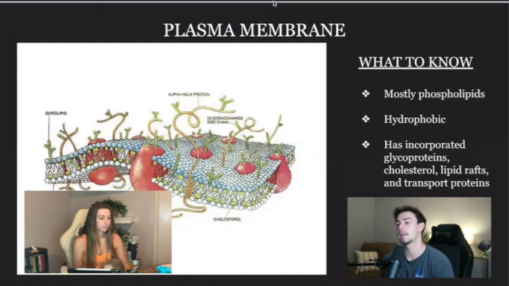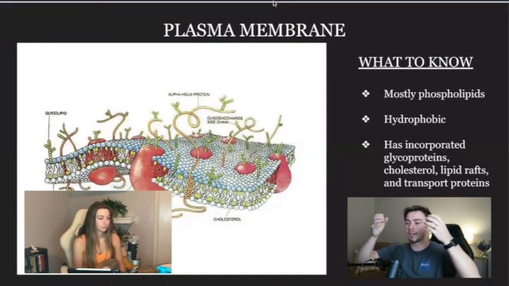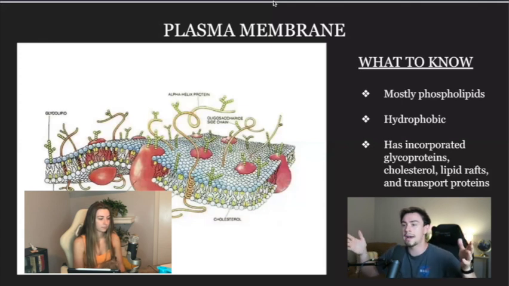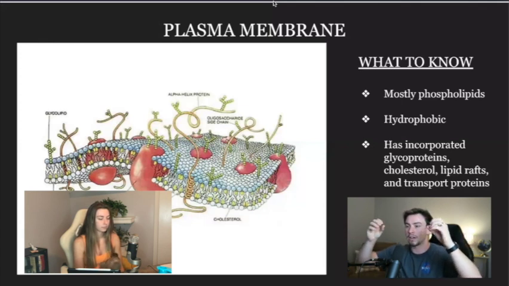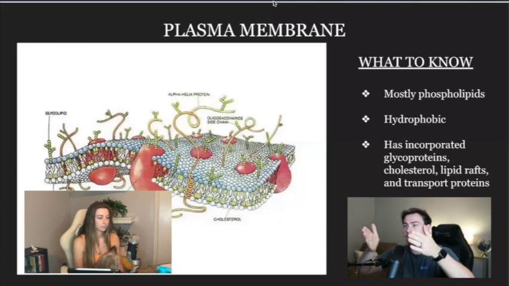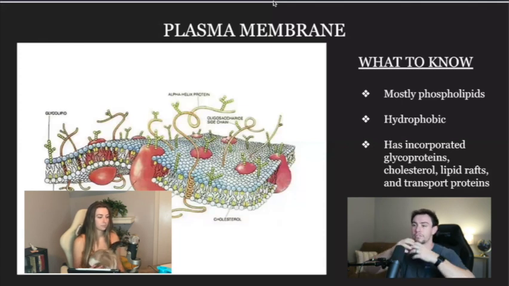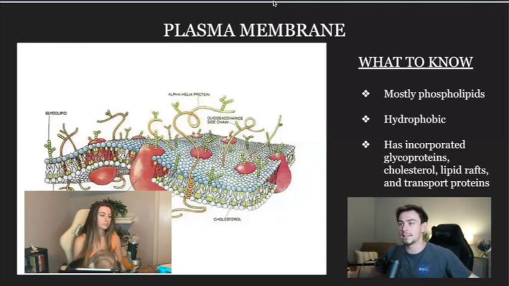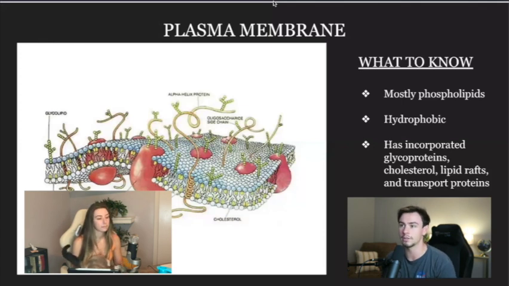And so I say all that to say, you could easily imagine these small polar head groups getting displaced a little bit and revealing this giant sea of hydrophobicity that you're going to go into.